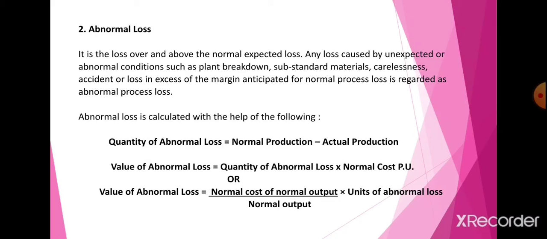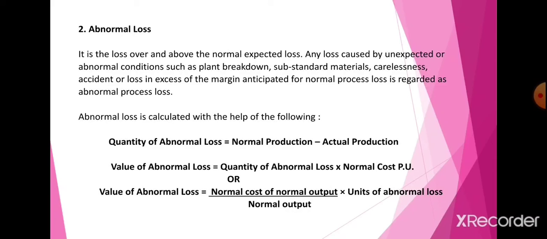Abnormal loss is not expected to arise when operations are carried on efficiently according to norms relating to the manufacturing operations. Cost of normal loss is shared by good units of production in the process, but the same cannot be given to the abnormal loss. Units representing abnormal loss are valued like good units produced, and the value of units representing abnormal loss is debited to a separate account which is known as abnormal loss account.